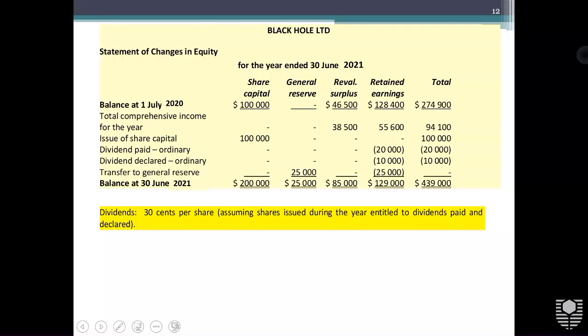So this is a horizontal format. Occasionally you'll see it in a vertical format. And that way you start with your opening balance, with your share capital, your movements in your share capital, so it's a little bit different. This way is a bit neater.